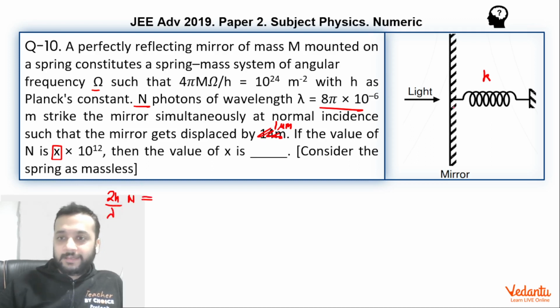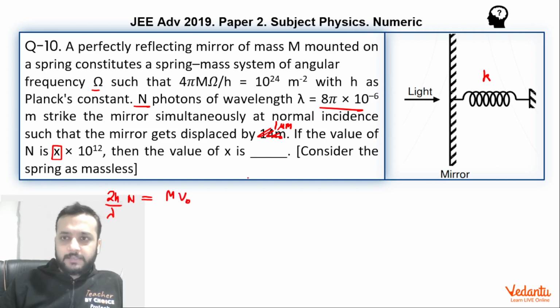This should be equal to the momentum gained by the mirror. Since all the photons are striking simultaneously, we can assume that the time of collision will be almost zero or super small. So we can apply the principle of momentum conservation. The spring will not apply any force at that time. So we can say that momentum will remain conserved. Even if the spring had been in the compressed state, we could still have applied momentum conservation, because if we assume the time of collision to be very small, then 2h upon lambda into N should be equal to the change in momentum of this mirror, which we can write as m v naught.